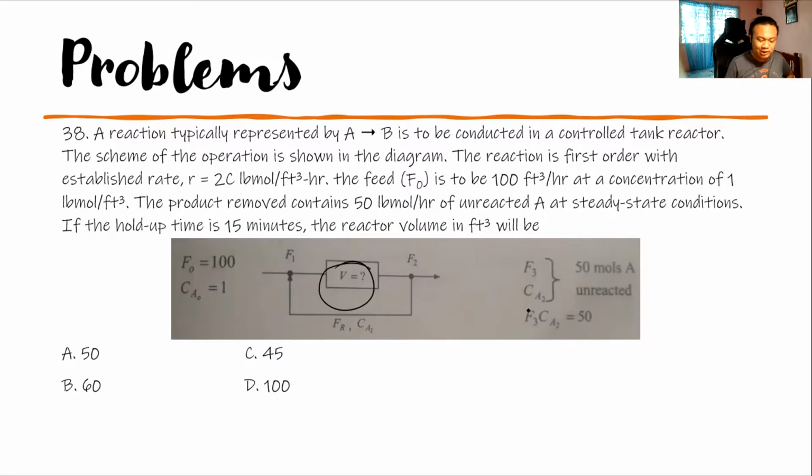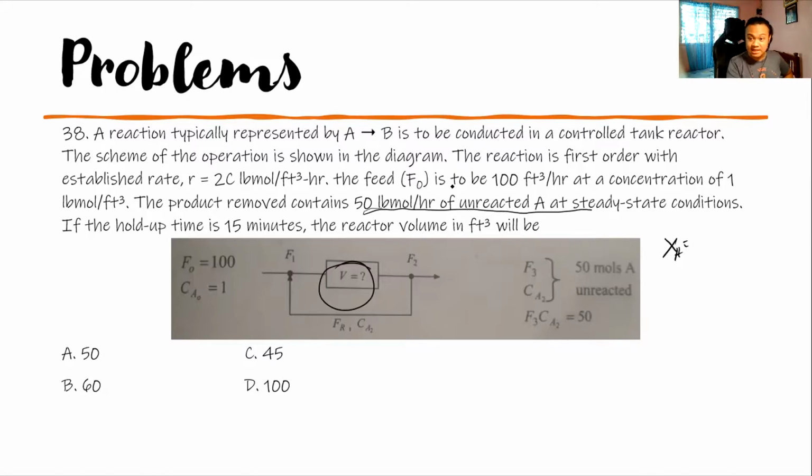The one crucial understanding here is what is the conversion. Conversion is the X, XA. What is XA? One crucial understanding here is that you can get this based on this statement.